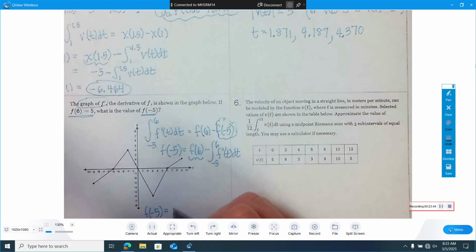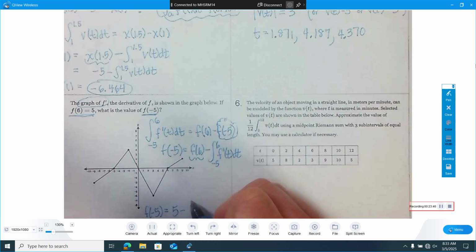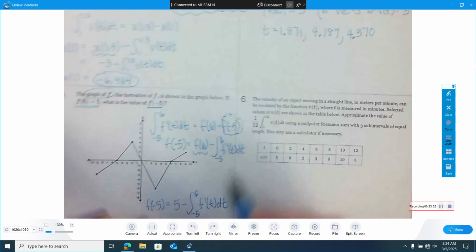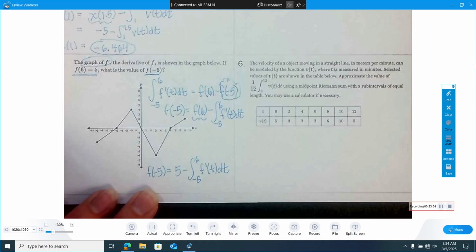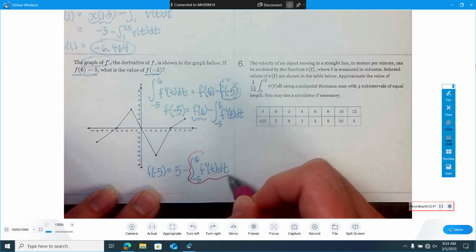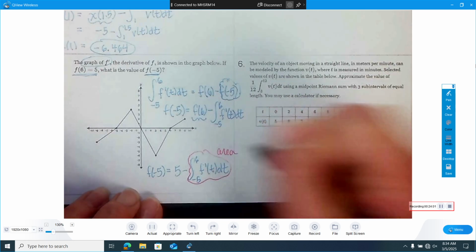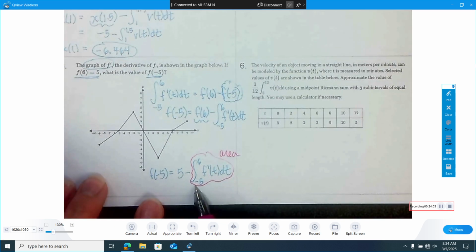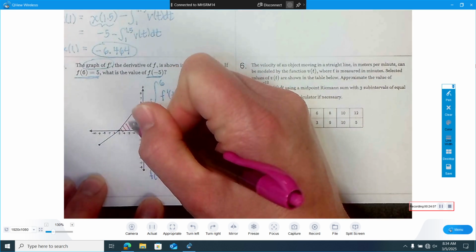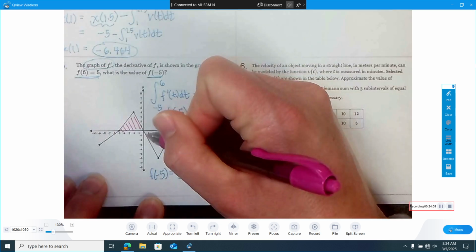F of 6, they told me, was 5. Now, then we have to integrate from negative 5 to 6 of f prime of t dt. Wait a minute. How do I integrate that? Like, what does this really mean? Area under the curve. That's right. This is area. So we need the area under the curve between negative 5 and positive 6.